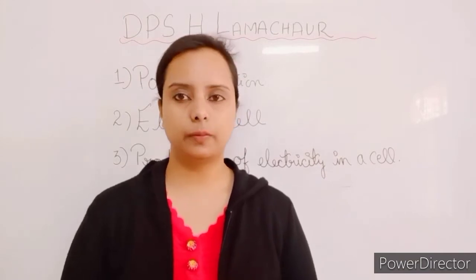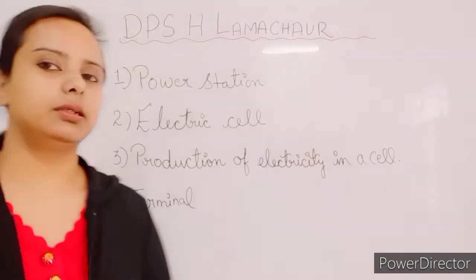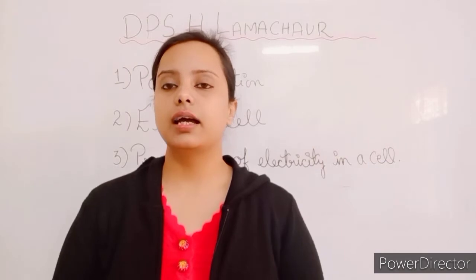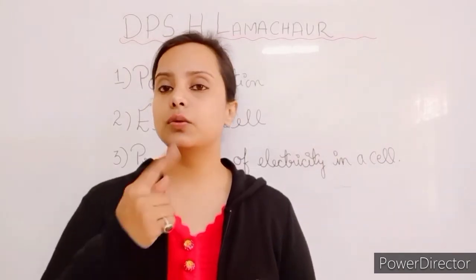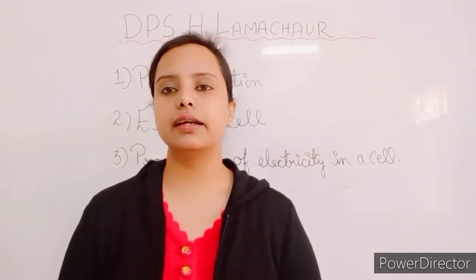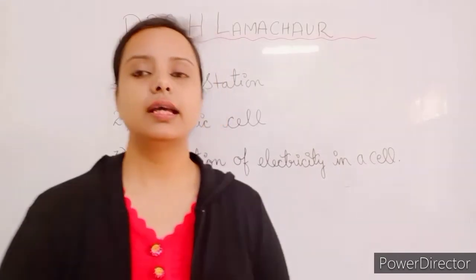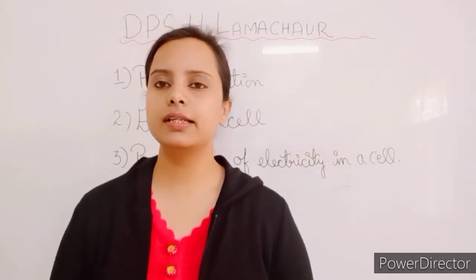then the electric cell will stop working. Now what is a terminal? Terminals are the two sides, which are known as the positive and the negative. Those sides, the positive and the negative, are known as terminals. Now let's see the image, the diagram of an electric cell.